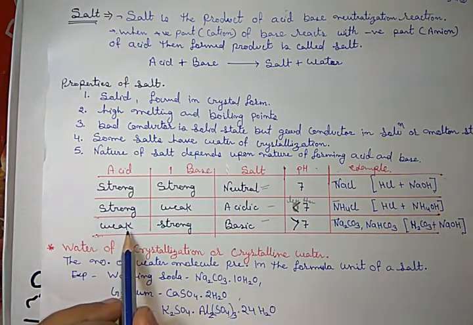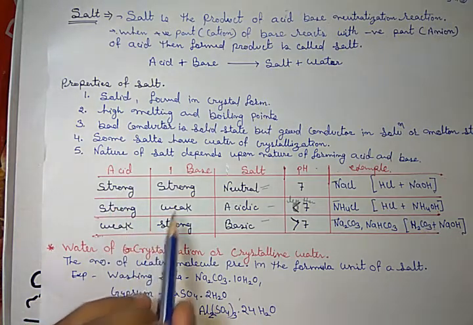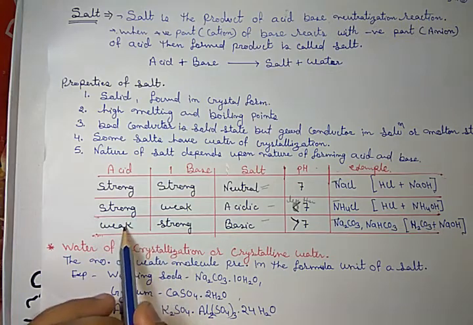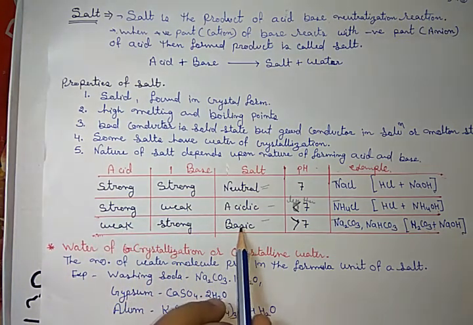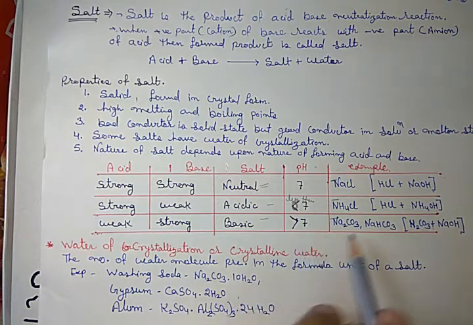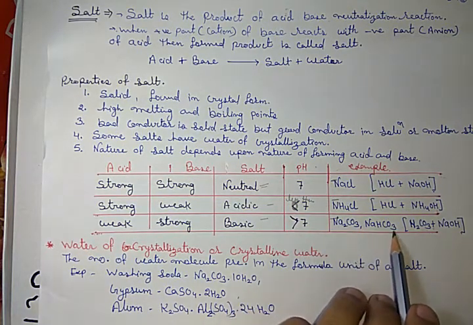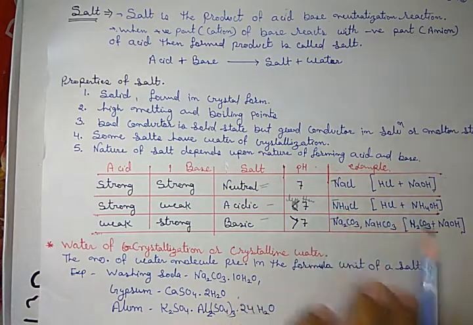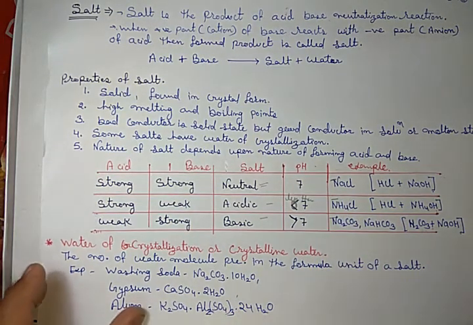Third one: the acid is weak and the base is strong. Since the base is strong, it is not completely neutralized by the weak acid, so the nature of the salt becomes basic and pH is more than 7. Examples are Na2CO3, NaHCO3. These examples come in our exam.